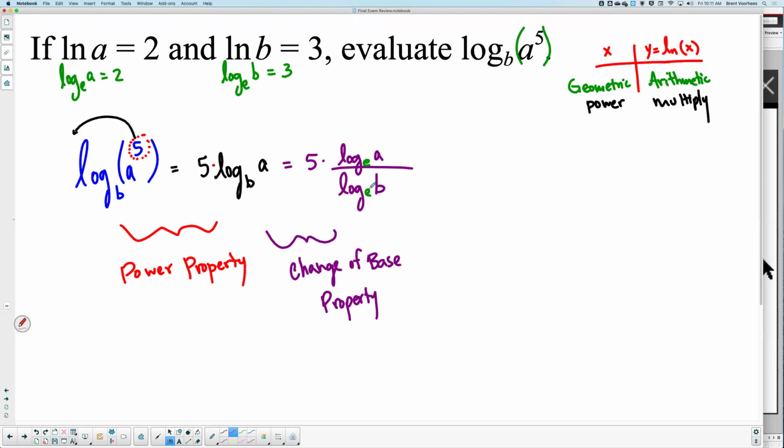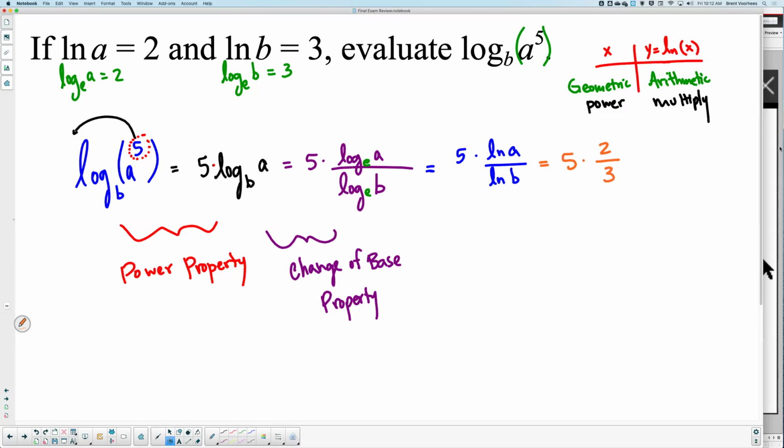Okay, now that I have that, I can substitute. We know log E of A is the same thing as natural log A. And the denominator log E of B is natural log of B. So I can just rewrite that. And now I can substitute. What is the natural log of A? Look up here. What is the natural log of A? What's the natural log of B?